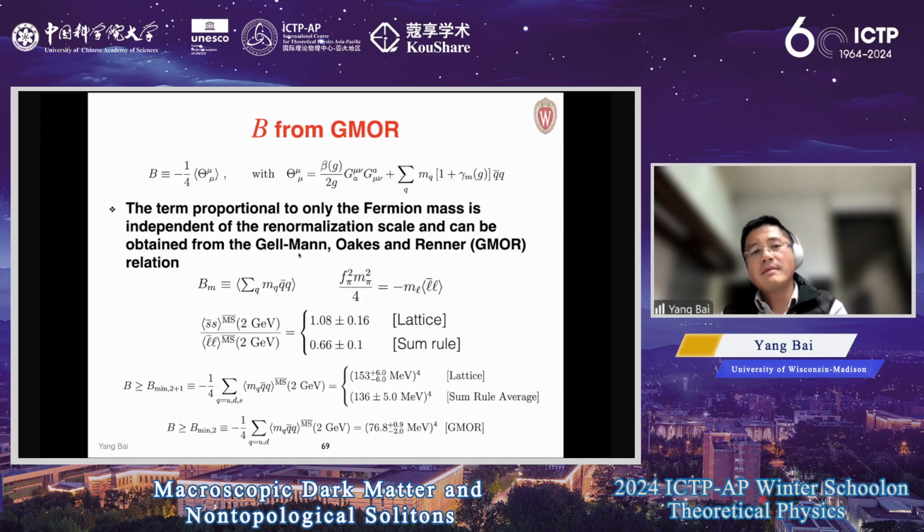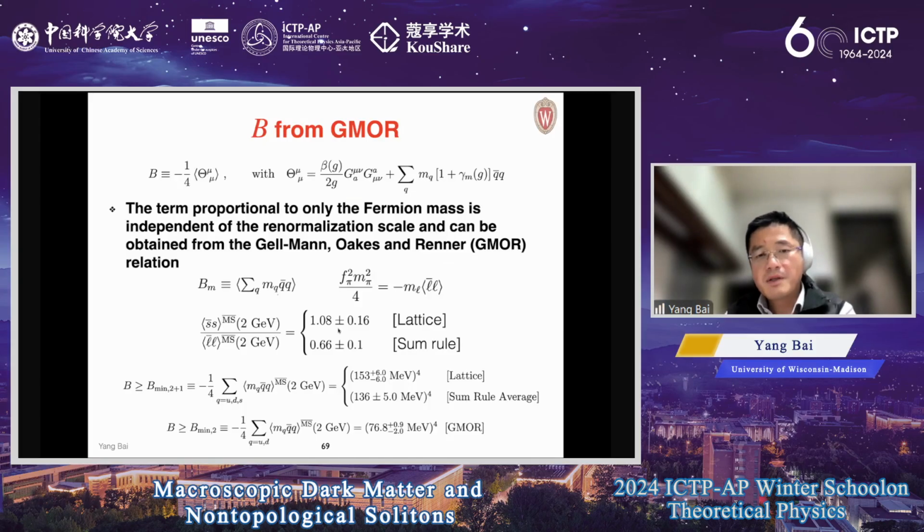Why? Because we have this famous GMOR relation that we learned in the introduction to particle physics. Suppose we define this B_M, which is a summation of the vacuum expectation value of m_q q bar q. This by itself is renormalization scale independent, and this should be related to f_pi squared m_pi squared, for example, for the lighter flavors. We kind of know, right? We know the pion decay constant, we know the pion mass, we can infer the contribution of this part.